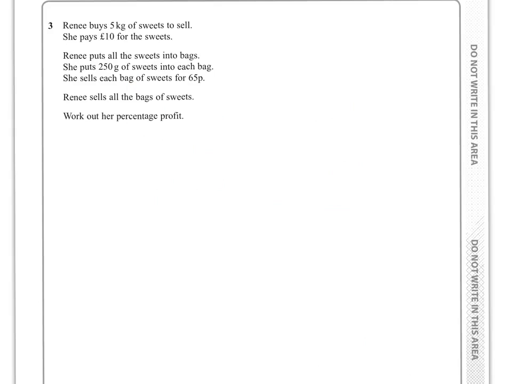So Rennie buys 5 kilograms of sweets to sell. She pays £10 for the sweets. So 5 kilograms, first of all, is 5,000 grams, and £10 is 1000p. So Rennie puts all the sweets into bags. She puts 250 grams of sweets into each bag. So first of all, we've got to see how many 250 gram bags we can get altogether.